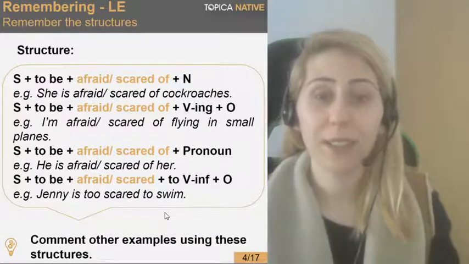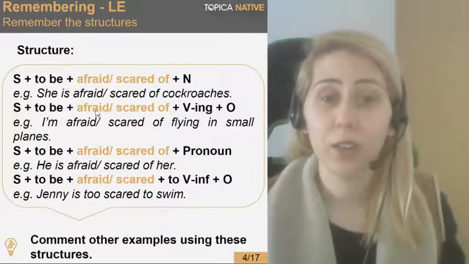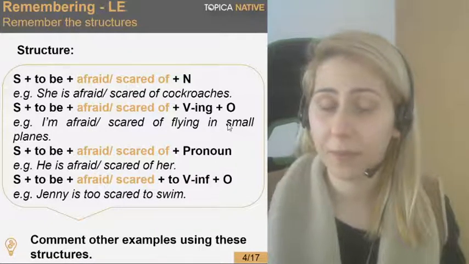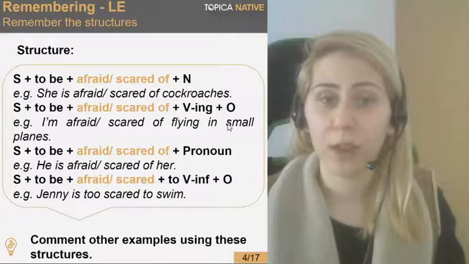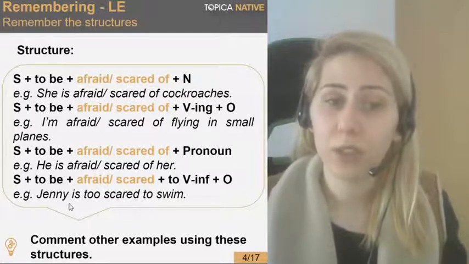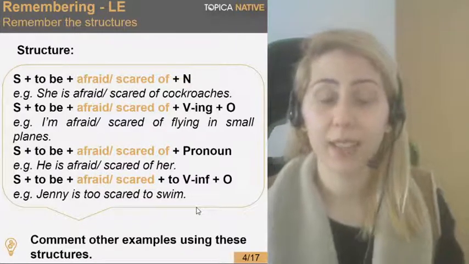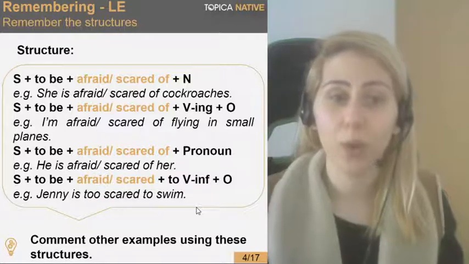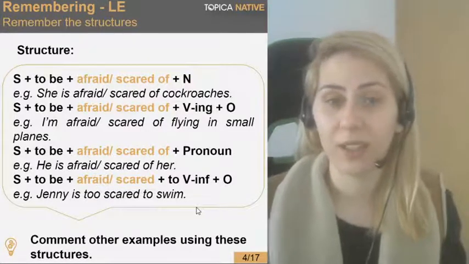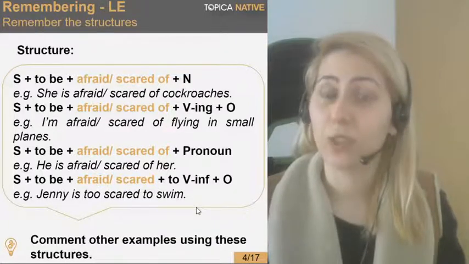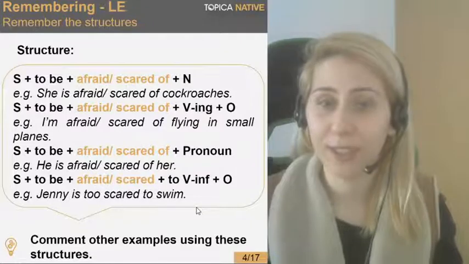The difference in the meaning between these two: she's scared of swimming, meaning that she's always scared of it, in a general way. But when we use she's too scared to swim, we're saying this for a situation right now. So right now she's too scared to swim. Maybe later she will be more relaxed when she's not scared. That would be the main difference between these two structures.